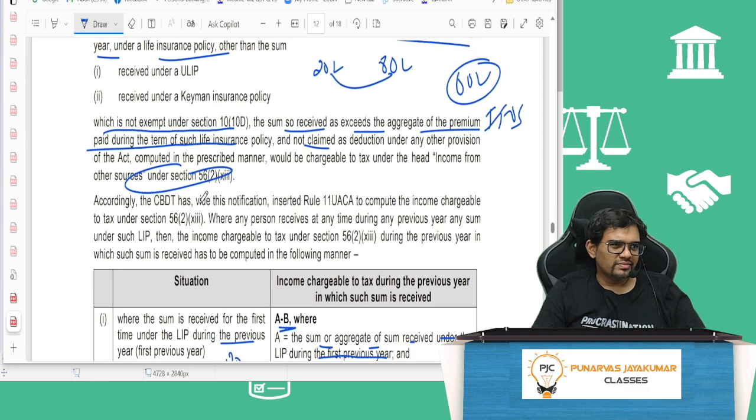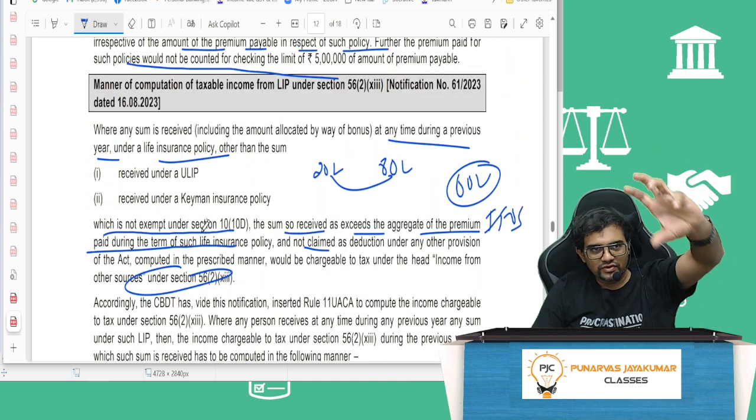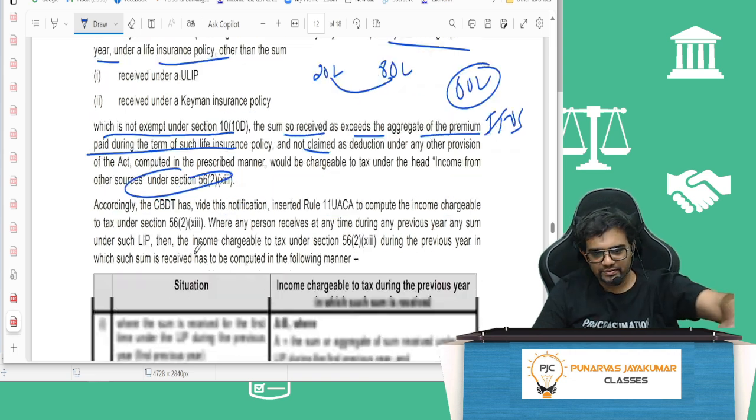Same provision. Basically, guys, all this is a simple provision. Whatever consideration you have received minus whatever premium you have paid, the difference only is taxable. Simple.